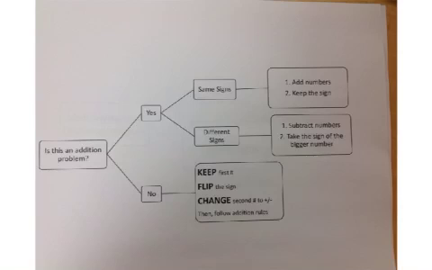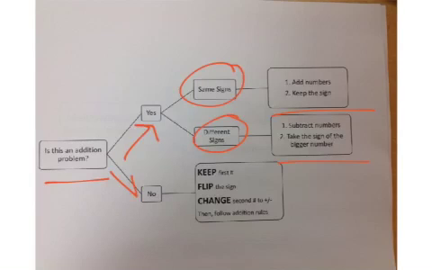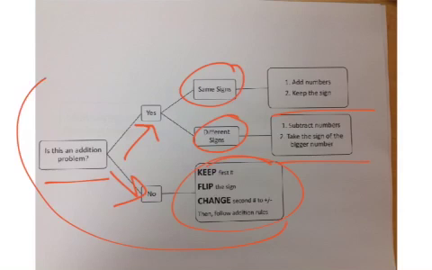Here's a good flow chart to use when you're working through problems adding and subtracting positive and negative numbers. You start here to ask yourself, is it an addition problem? If yes, you're going to ask, is it the same sign or different signs? And then follow the rules and steps here. If no, you're going to do our KFC method to change it to addition. Then go back over here and follow our rules.